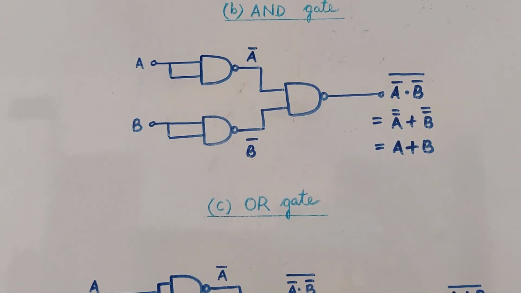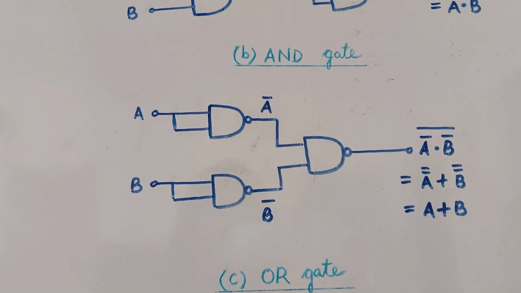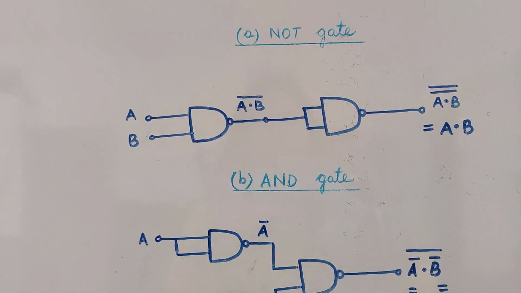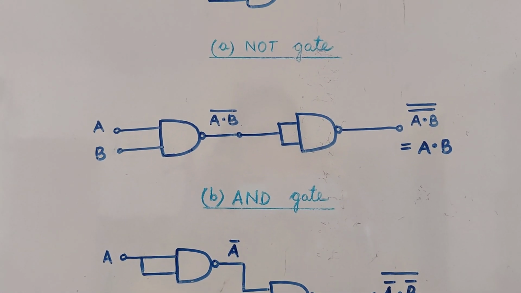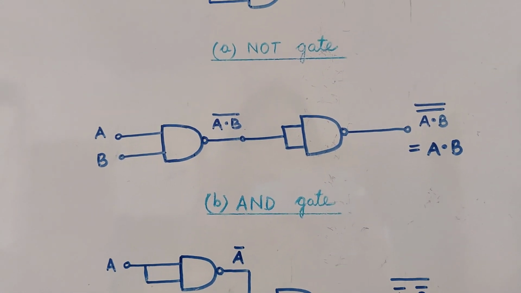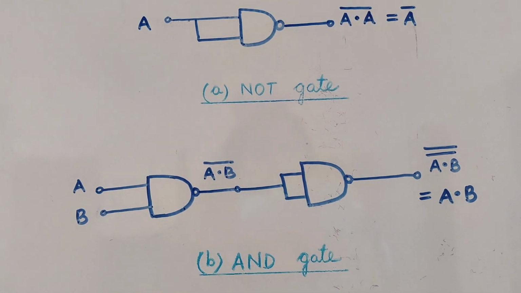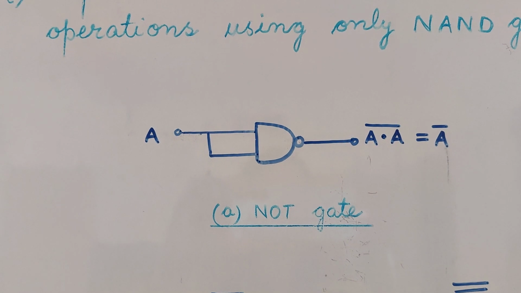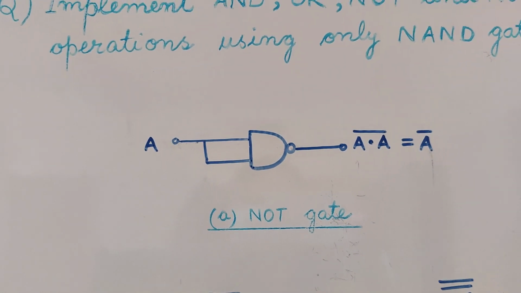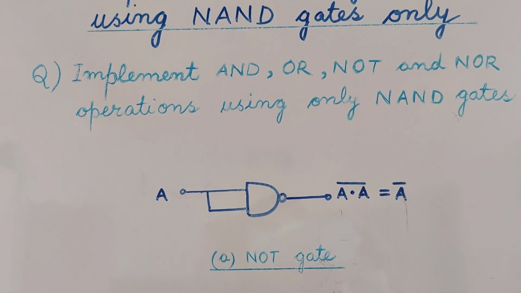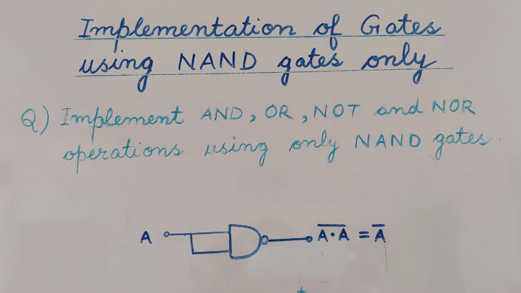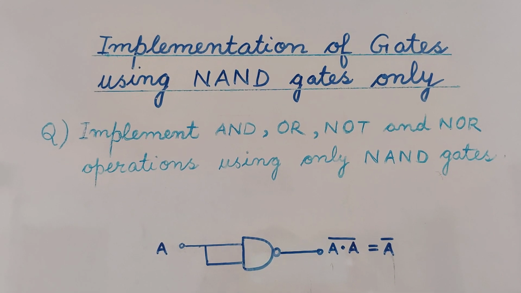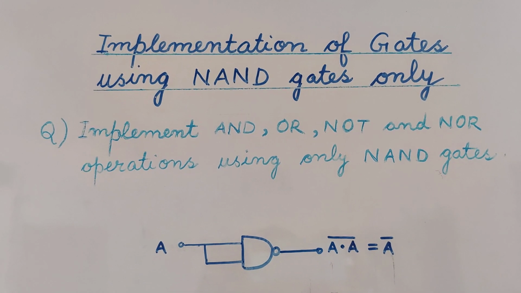Similarly, a minimum of 3 NAND gates are needed to implement one OR gate. And for implementing an AND gate, we need 2 NAND gates, and for realizing one NOT gate, we need 1 NAND gate. This is how we can implement any gate by using only NAND gates. That is why the NAND gate is also called a universal gate.